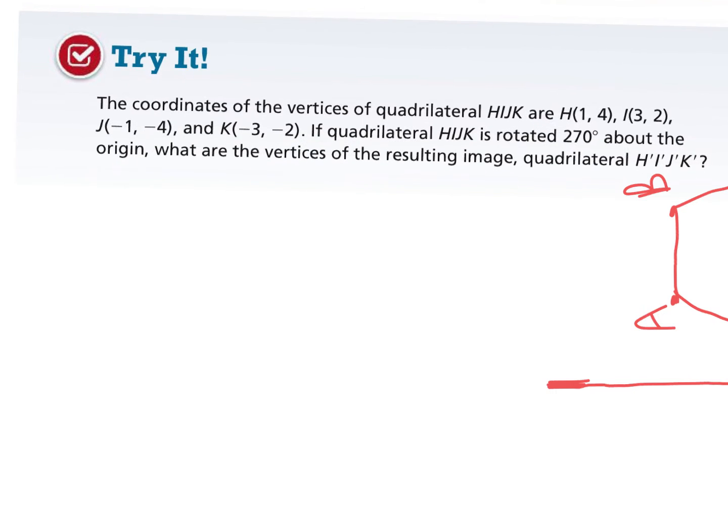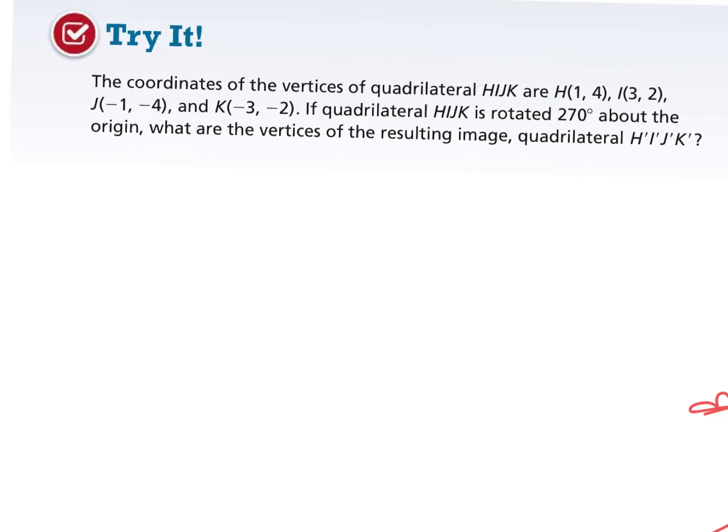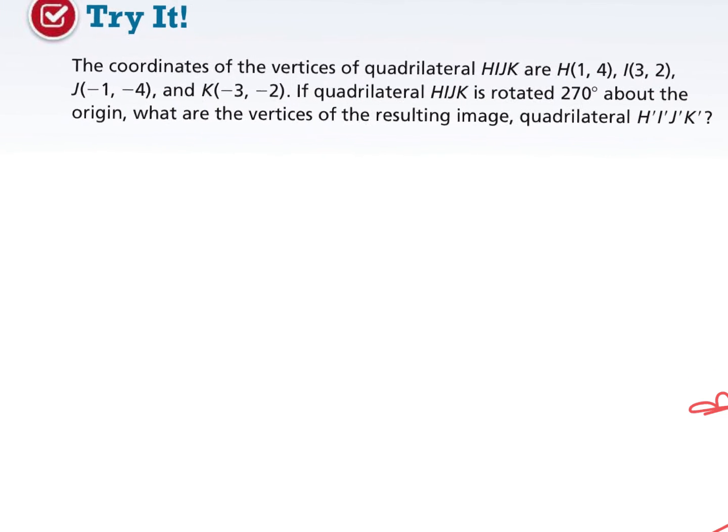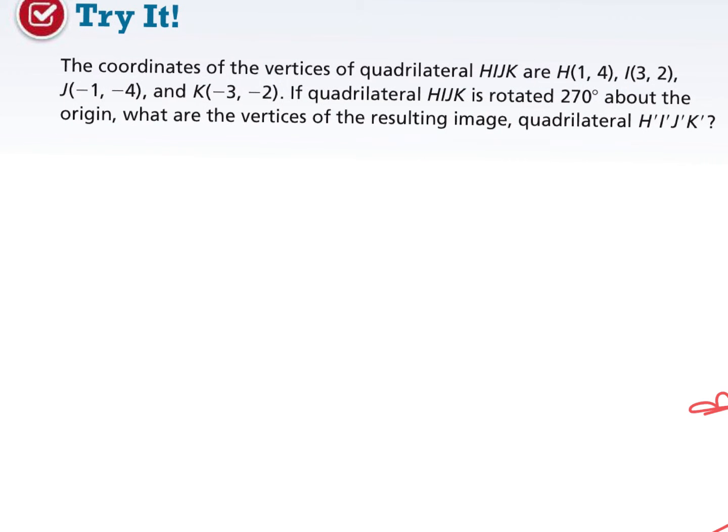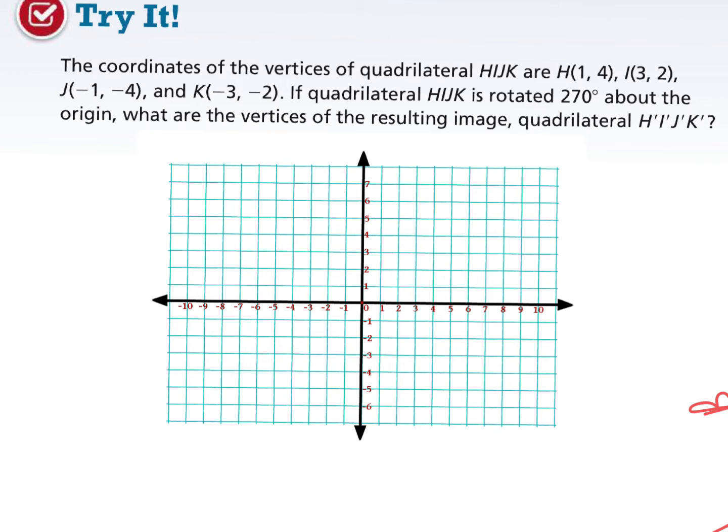If you look at the try it, we have these points and we're rotating it 270 degrees. What are the vertices of the resulting image? This quadrilateral. In this case, we would first want to graph this on graphing paper, and then we can use our tracing paper and rotate it. So we graph our points here, 1, 4. 3, 2.